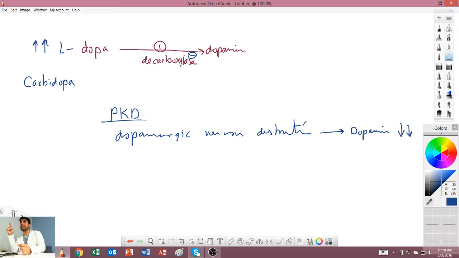Now, selegiline is used in young patients who have Parkinson's. It helps them. In patients who have full-blown Parkinson's, it is useless. But Carbidopa and L-Dopa is the drug of choice for Parkinson's patients. You're just simply replacing what's deficient. What's deficient is dopamine.